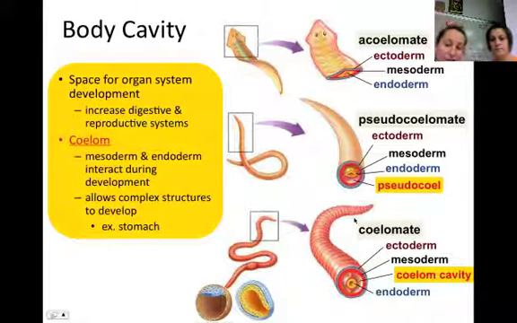And then lastly, you've got the coelomates, which have a true body cavity. There's the ectoderm, the mesoderm, and the endoderm, but here you can see this space around the endoderm. That's the true body cavity. And an example that they're showing here is the common earthworm. A common earthworm is a coelomate.